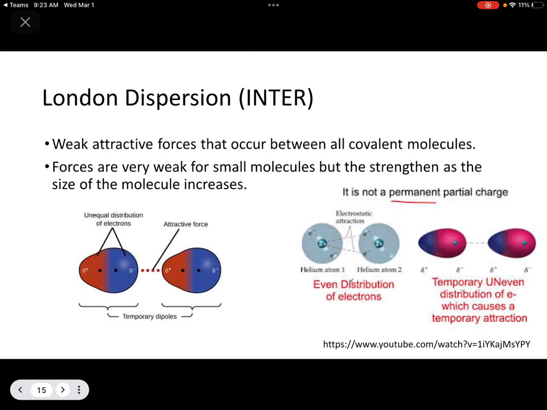There is a YouTube video if you want me to show you, I would be happy to. It just goes over the London dispersion forces.